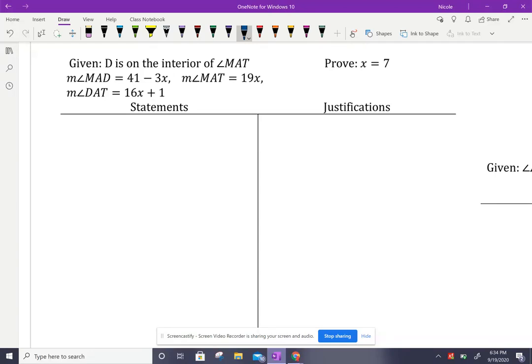All right, we are going to look at our next new justification that we're learning today, and that's going to be the angle addition postulate. When I'm writing my proofs, I'm going to start off with my first statement, which is everything from the given. And yes, you need to copy it all down.